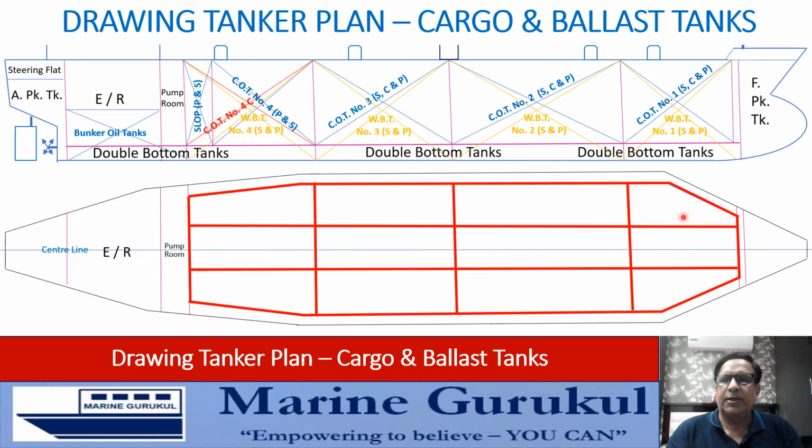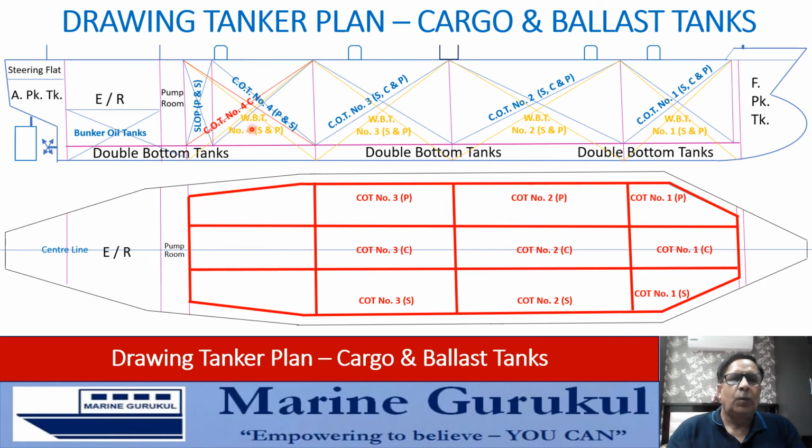Now we can number them because here we said number 1 COT, starboard, center, and port. So this is the port, center, and starboard. We can label these tanks. Number 1 COT port, 1 center, 1 starboard, 2 port, 2 center, 2 starboard, 3 port, 3 center, 3 starboard.